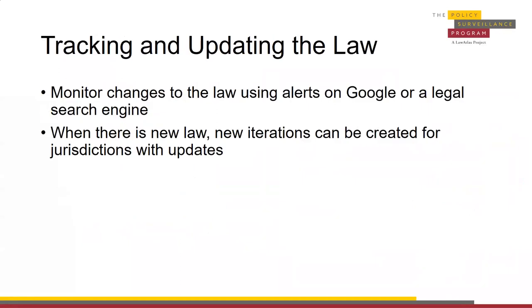And so finally, afterwards, hopefully you're not done. Maybe you did a cross-sectional data set and now you want to turn that into a longitudinal data set. Or you want to either go back in time or track how the law keeps changing as time moves forward. An important aspect is tracking and updating the law. You want to monitor changes to the law using alerts on Google or a search engine, or have a set time, every 6 months or every year, to update the project. And when there is a new law, new iterations can be created and then coded for those jurisdictions. And you can see how the law changes over time and make a more robust policy surveillance process.